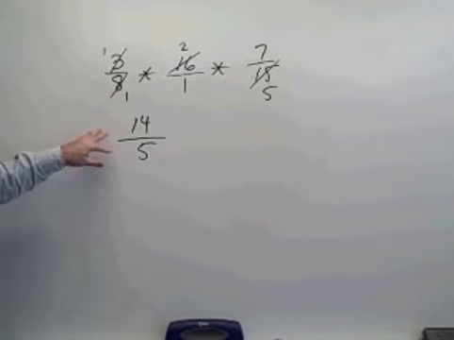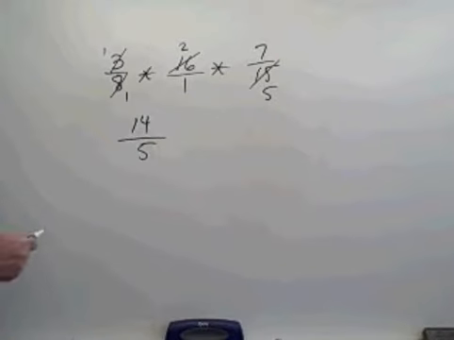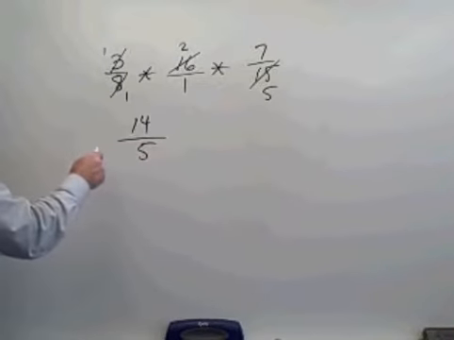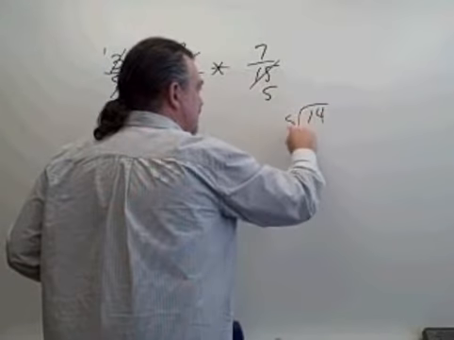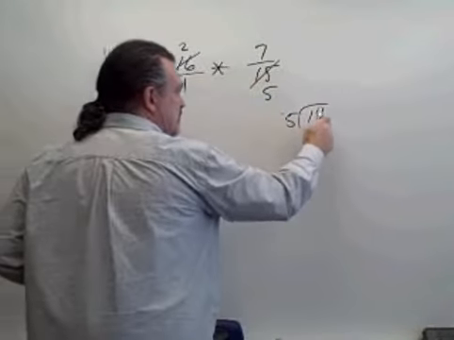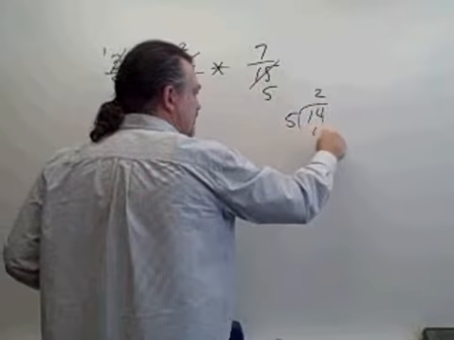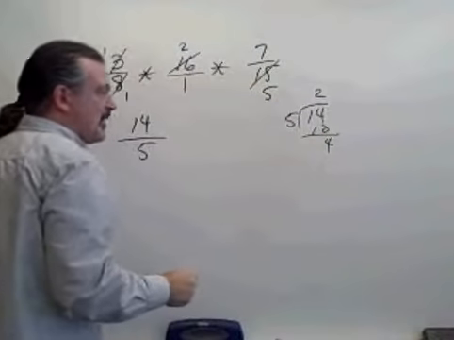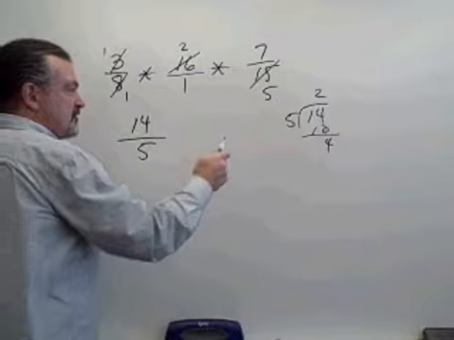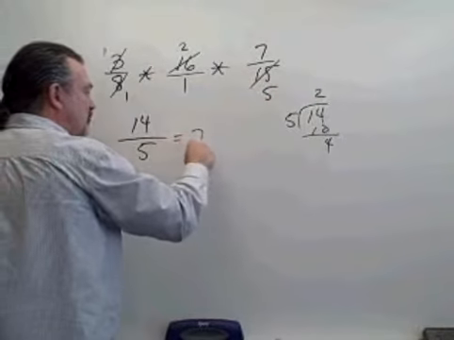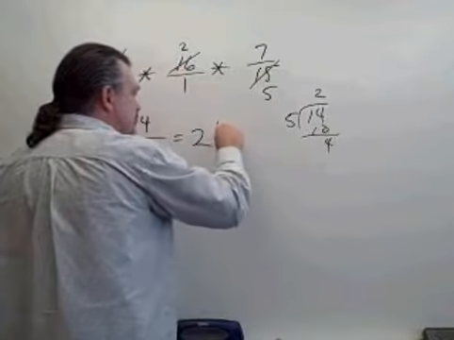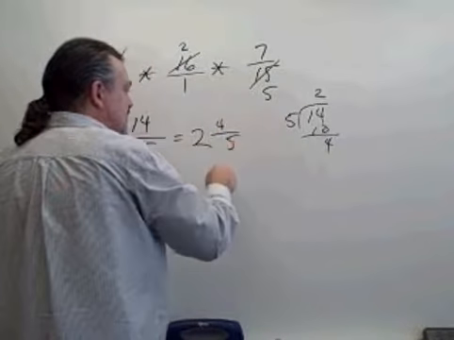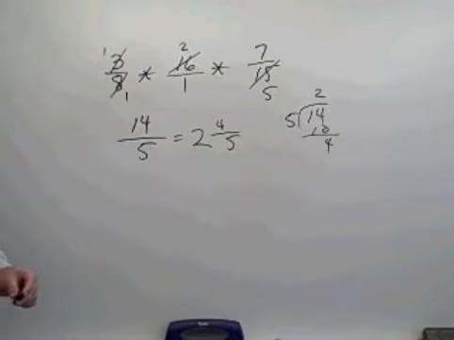If we wanted to convert that to a mixed number, remember how we convert to a mixed number. We'll take the 14 and divide it by 5. 5 goes into 14 two times. 2 times 5 is 10, with a remainder of 4. So 2 is the whole number part of our mixed number, and 4 is the numerator, and 5 is the denominator of the fraction part of our mixed number.